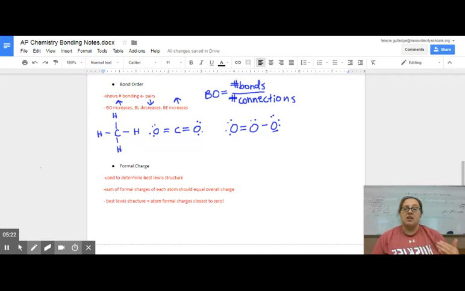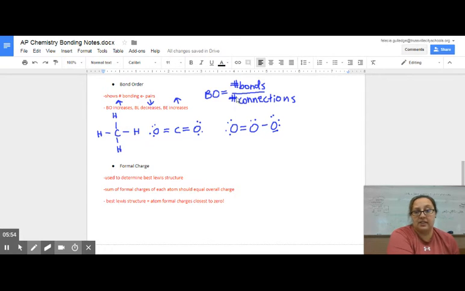So the concept here is it shows the number of bonding electron pairs. As bond order increases, the bond length decreases, which then causes the bond energy to increase. All right, so you have that up, down, up kind of relationship there. The way that we calculate bond order, so this is the mathematical component to the conceptual, is the number of bonds divided by the number of connections. And we're looking at the central atom here.